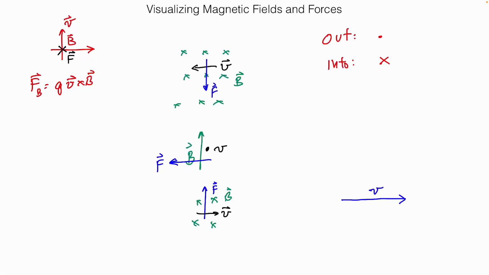So let's do this again. Let's say I got my velocity like that. I've got the magnetic field pointed in to the screen. So, fingers along the velocity, field is pointed into the screen. My thumb is up, but because this is a negative charge, what am I going to do?